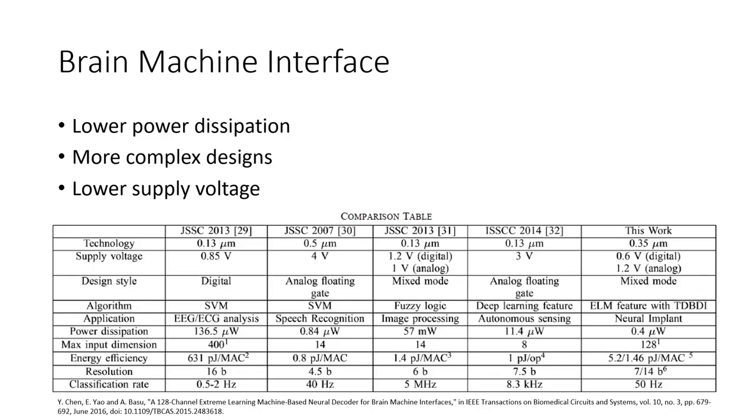As you can see, their design allowed for lower power dissipation, a more complex design, and lower supply voltage, which are three huge improvements when it comes to this design. The classification rate was lowered from this design though, which could be bad, but there's room for improvement definitely.